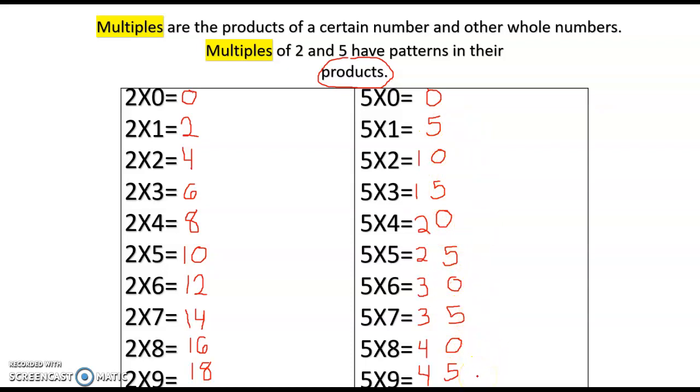So you can notice in our facts that there are patterns that occur. Knowing these patterns helps us know if we're getting our facts right or wrong. So with our 2s facts, we can count by 2s that many times. With our 5s, we can count by 5s that many times. So whatever we're multiplying that number by. Now it's time for you to practice.